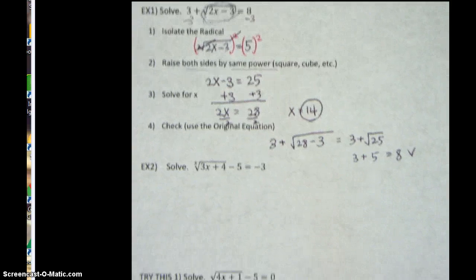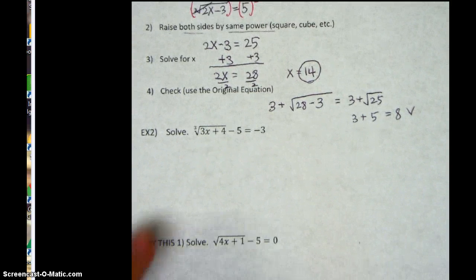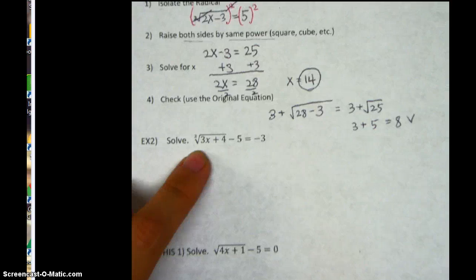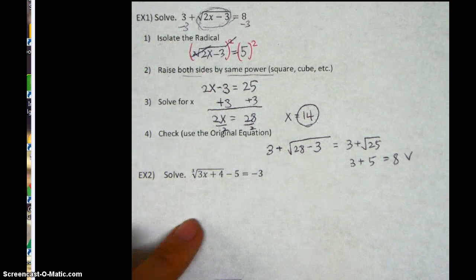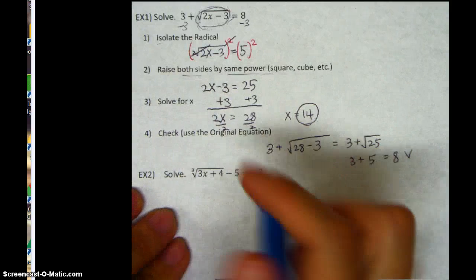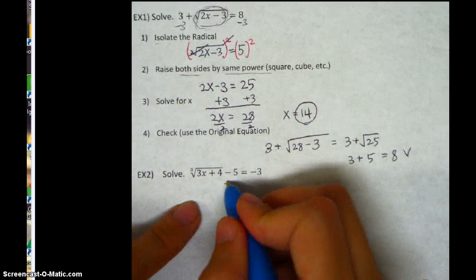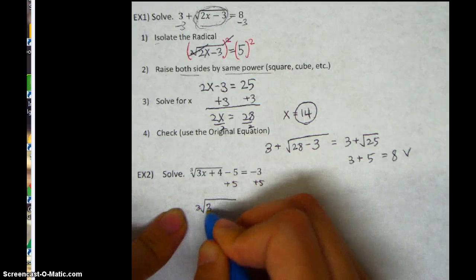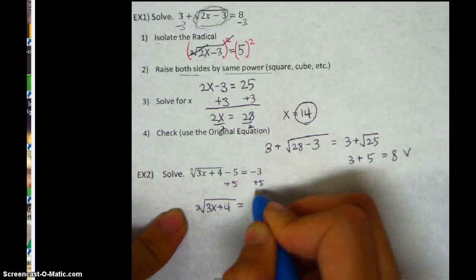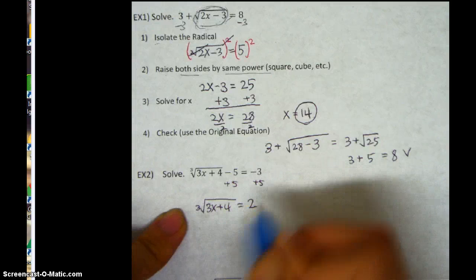Let's look at another example. This is exactly the same type of problem as the earlier one, except that we have a different index now. So let's try. First step is to isolate the radical. So I'm going to add 5 to both sides. So I'll get cube root of 3x plus 4 is equal to negative 3 plus 5, which is 2.